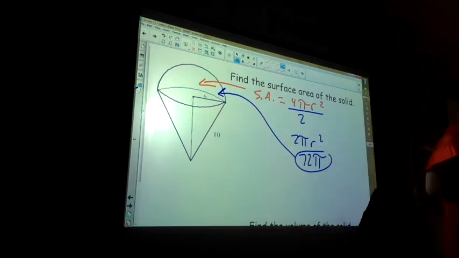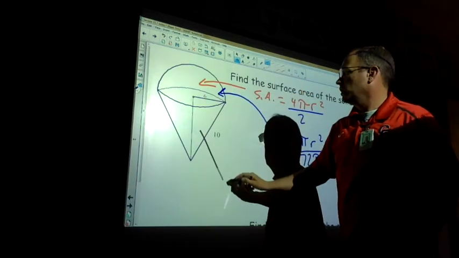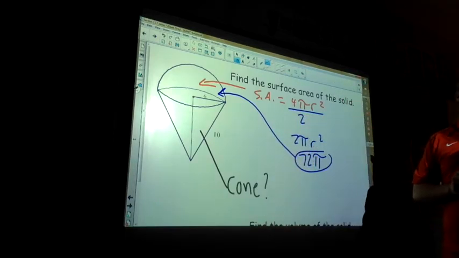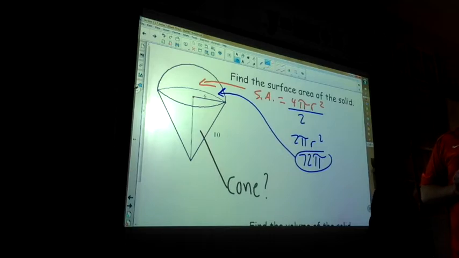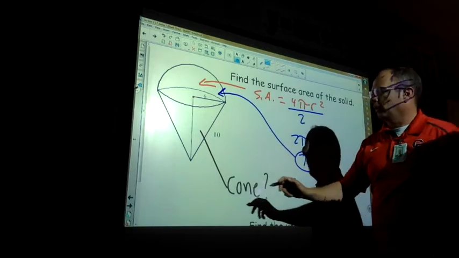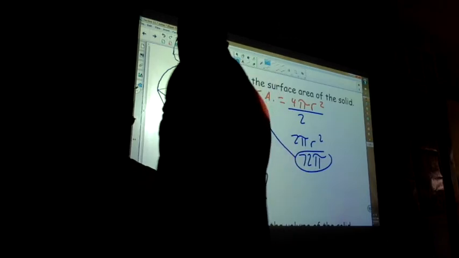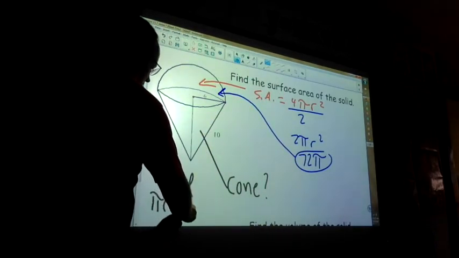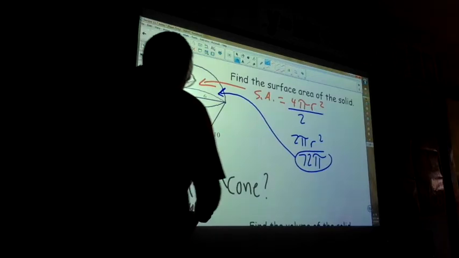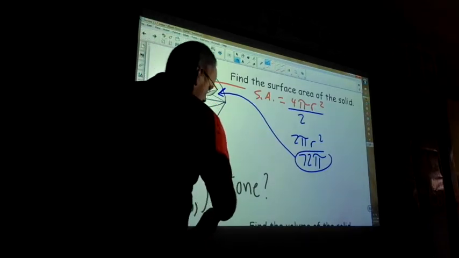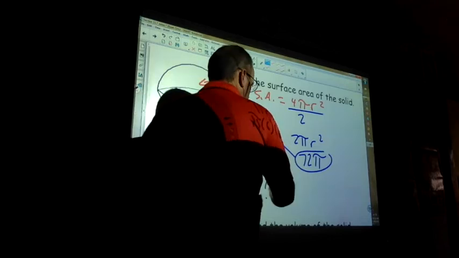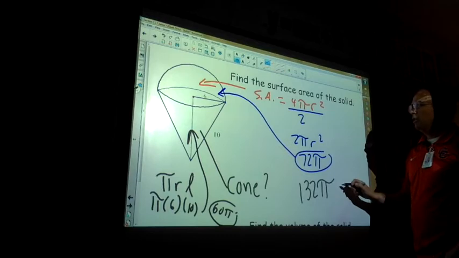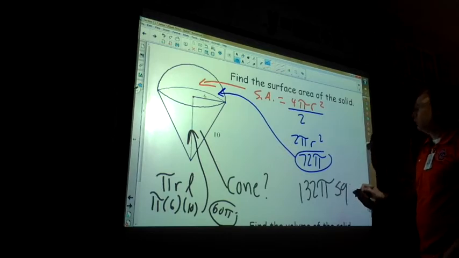How do I find the surface area of the cone? Pi r l? No, I don't want volume, I want surface area. Oh, so surface area is pi r l, isn't it? Okay, so it's pi, r is 6, l is 10, so that is 60 pi. Then I add 60 pi and 72 pi together to get 132 pi square units.